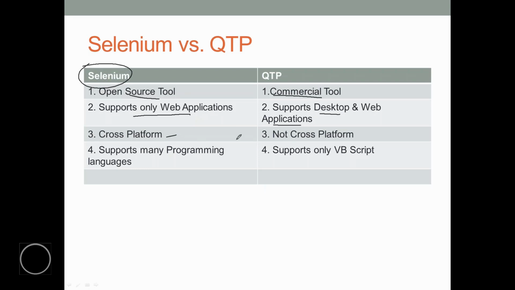Selenium is a cross-platform tool. QTP is not a cross-platform tool. It is just for the Windows operating system. Selenium supports many programming languages: Java, C Sharp, Ruby, Python, Perl. QTP supports only VB script.